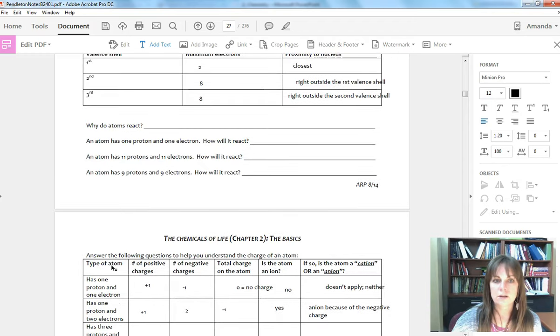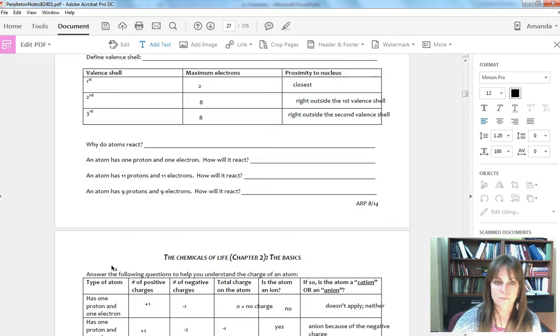Okay, let's also look up here. Okay, and this is another place where we can ask ourselves, how would an atom react? Okay, so an atom has 1 proton and 1 electron. Well, so for reaction, do you even really have to worry about the protons? No, we're just going to look at the electrons to find out if those valence shells are full. If it helps, you may want to draw it.